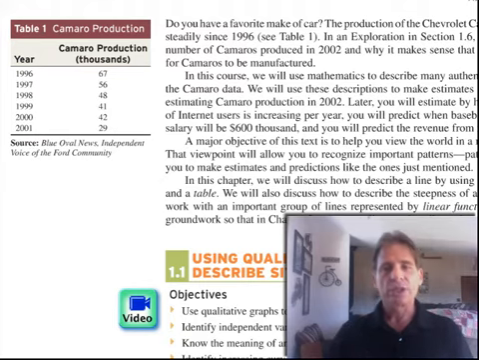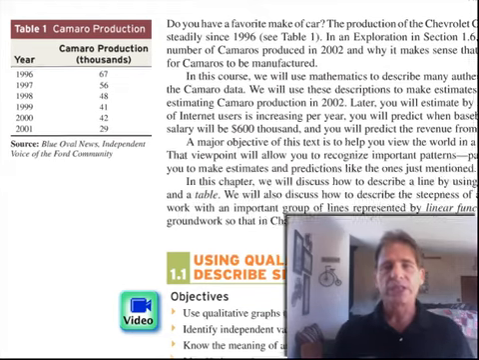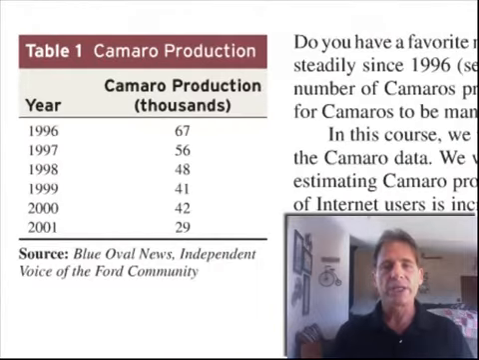Before I do that, I want to give you a brief outline of the pattern of the entire book. You can see in Table 1 here that we have Camaro production in the year 1996. The production was 67,000 cars, etc.